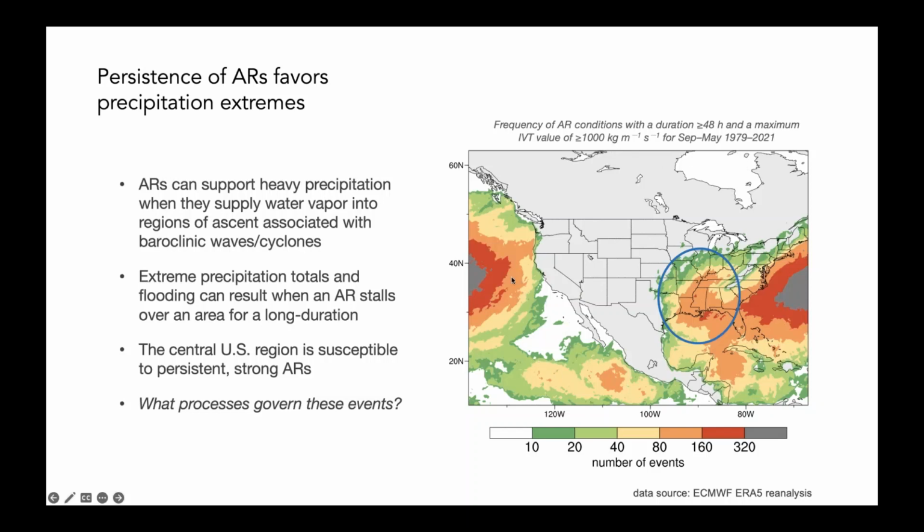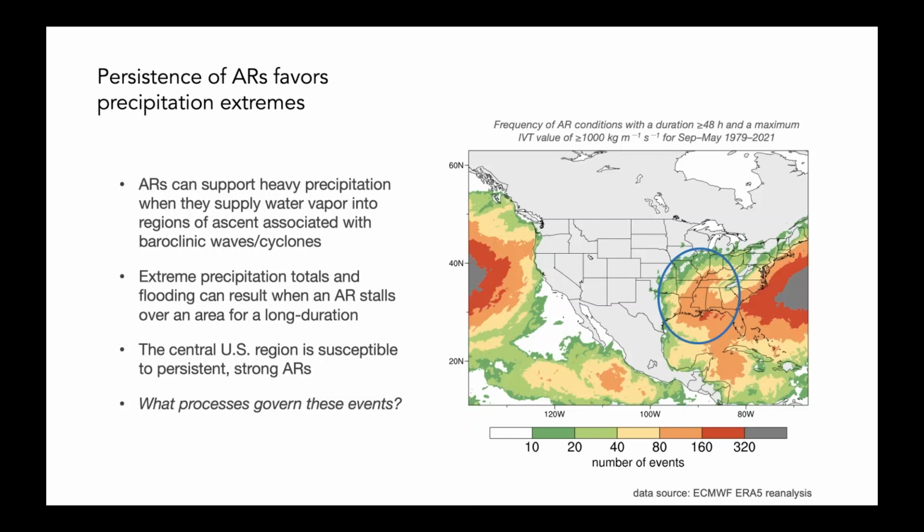You can see these long duration, strong ARs are most common in the storm track regions of the North Pacific and North Atlantic, but we also see this poleward extending bulge from the Gulf of Mexico into the central US. This indicates that the central US is another region that is susceptible to persistent and strong ARs.